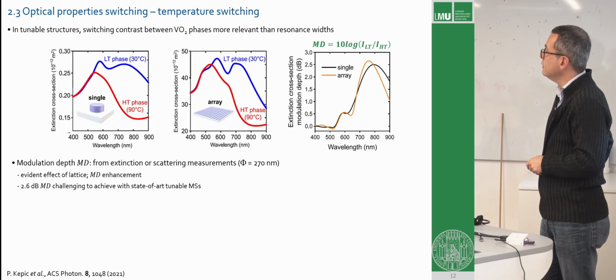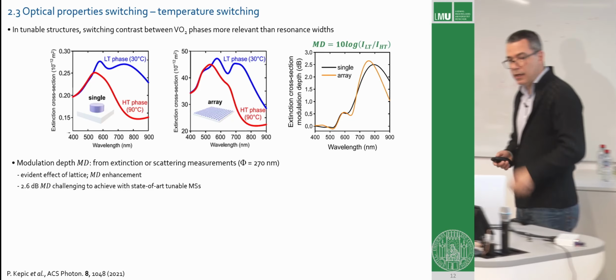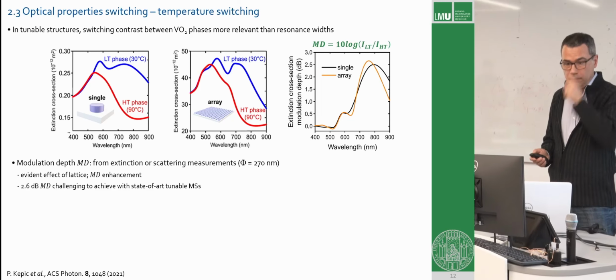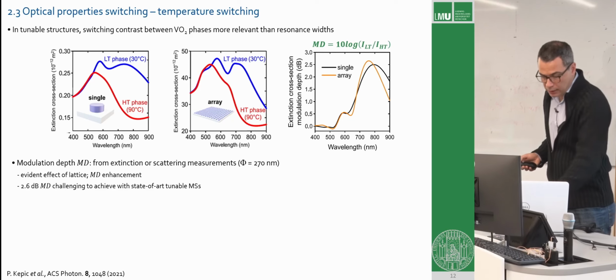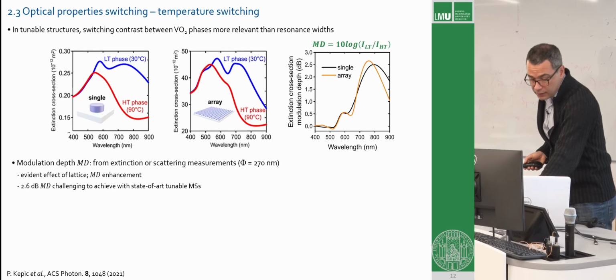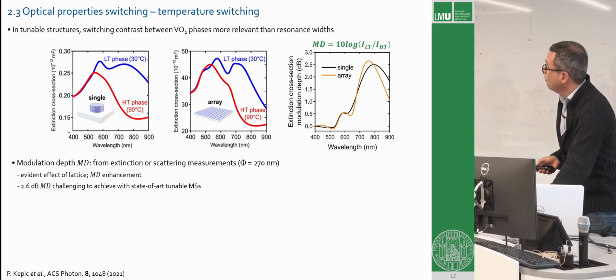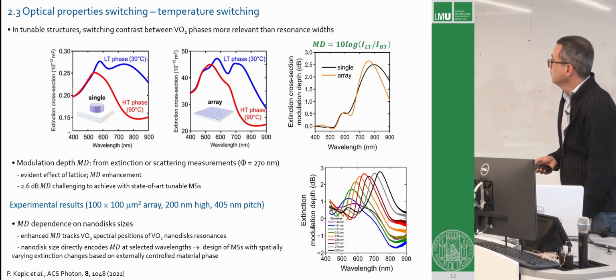And in fact, we can reach modulation depths of 2.6 dB when we use an array like this, which is, by the way, a very good result because it's really challenging to achieve such modulation depths using phase change materials and tunable metasurfaces in general.